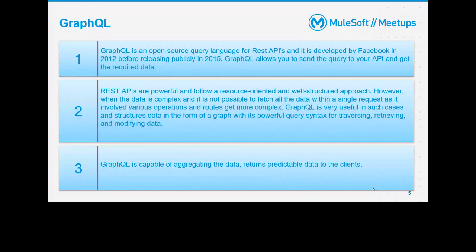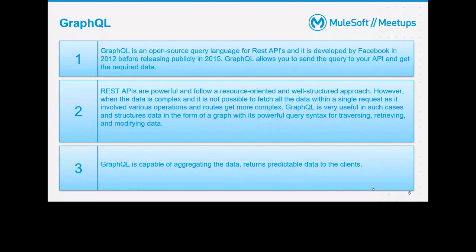There are also various functions or capabilities provided by GraphQL, like filtering, sorting, searching, pagination, and join operations. As you know, REST APIs are powerful and follow a resource-oriented and well-structured approach. Generally, when we talk about REST APIs, we talk about resources in the URI path. However, whenever the data is complex, it is not possible to fetch all the data within a single request, as it involves various operations and routes.